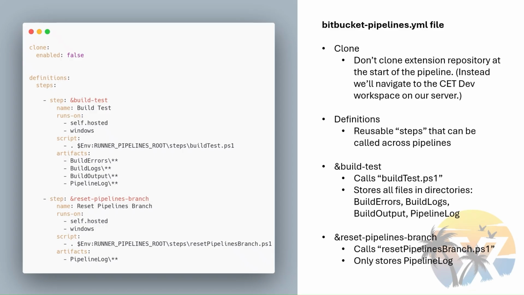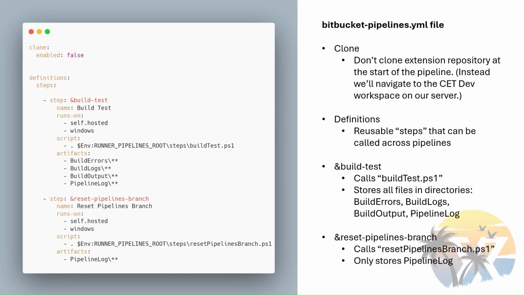And we can do that because with the Windows runner, it's just a Java process. It's not in an isolated container. If you were in a Docker container, you wouldn't necessarily be able to do something like this off the bat. You would have to set up some additional stuff. So don't clone. Instead, we're going to navigate to existing Git workspaces on our computer.